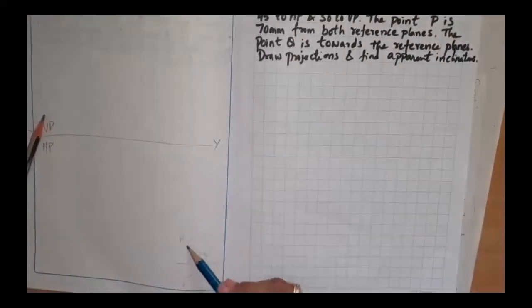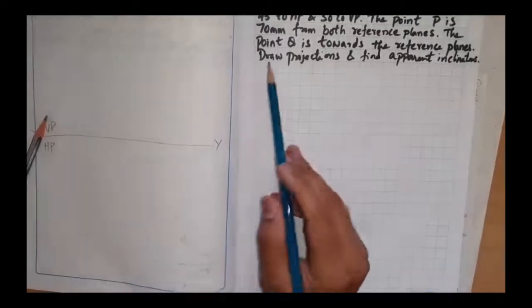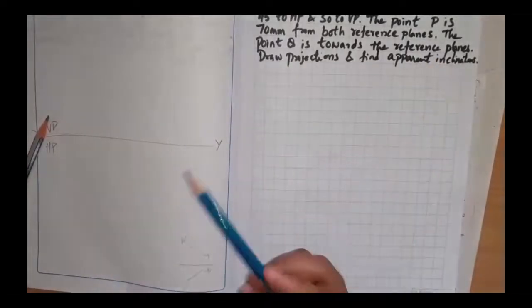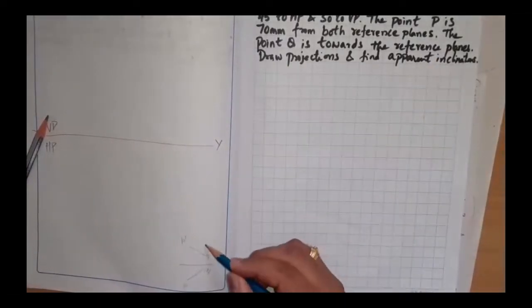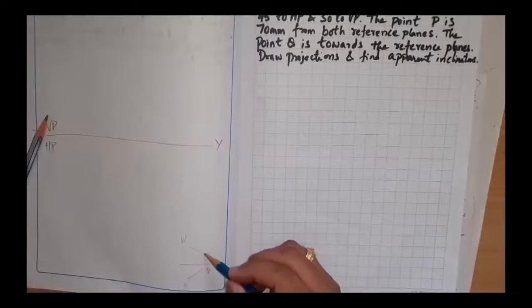Here, this P is 70 mm and 70 mm from both the reference planes. The point Q is towards the reference plane. See, point Q is towards the reference planes. So front view and top view somewhat will be like this: P dash Q dash, P Q.